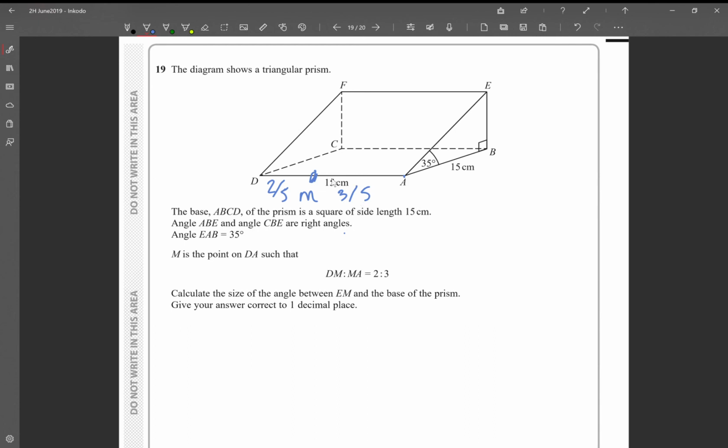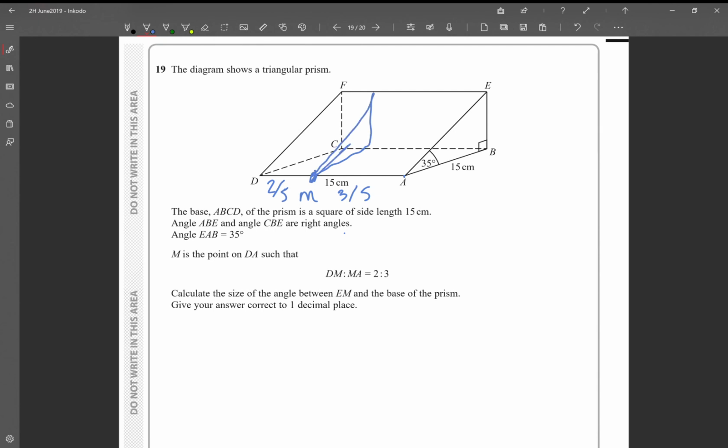It already gives you 15 along the bottom. It's 15 here and the 35 here, and we want the size of the angle between EM and the base of the prism. Alright, so first of all, I'm just going to slice this because we don't care about the bits that happen past M. So kind of just slice that here.